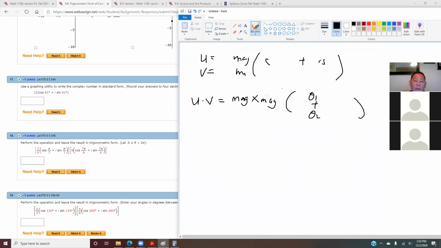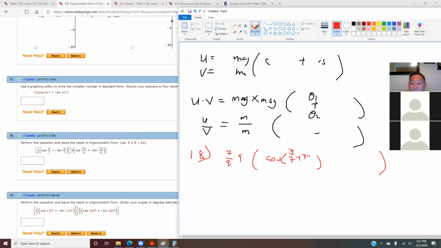And if you want to divide, then you take the magnitudes and divide them, but the theta, you subtract it. So this is the formula when you multiply or divide, and there's no formula for addition or subtraction. So for example, here is number 18. If you want to multiply these two, you multiply the magnitude first, so 7/9 times 9. And then for the cosine, the theta you add. So you add pi over 7 with 7 pi over 9, plus i sine the same thing.